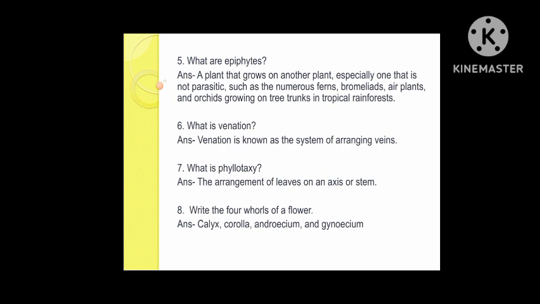Number 6. What is venation? Venation is known as the system of arranging veins. Then what is phyllotaxy? It is the arrangement of leaves on an axis or stem.